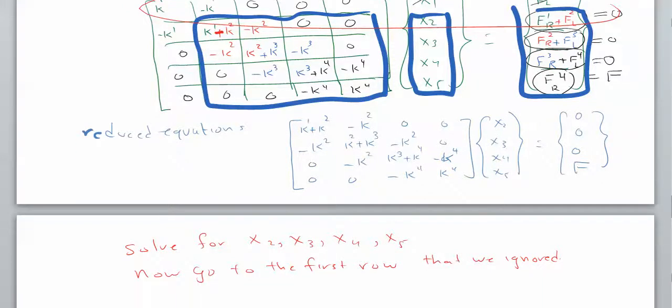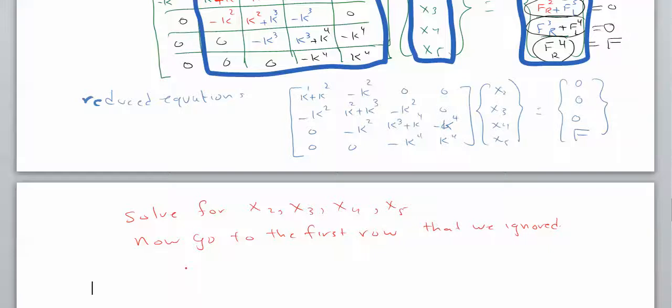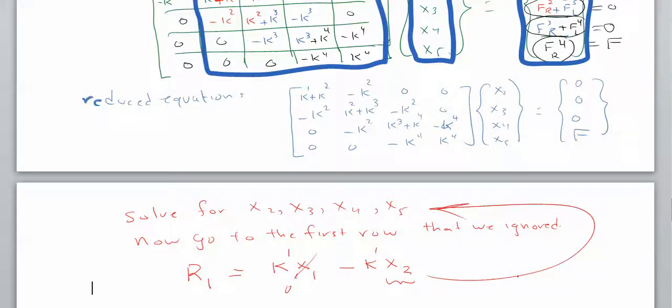It says that R1, the reaction force at the wall, is equal to K1 times X1, which incidentally is 0, minus K1 X2. Now, of course, as I said, X1 is 0, we know that, and X2 we have from way up here, and that will give us the reaction force at the wall. So this is how things work.